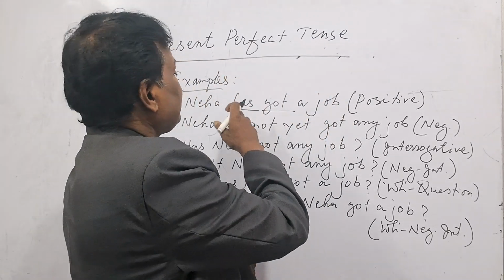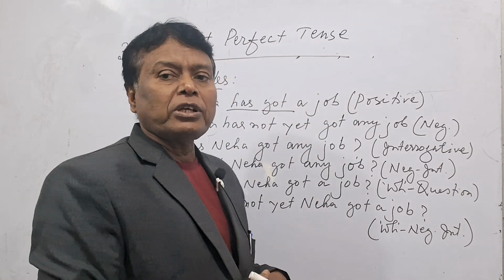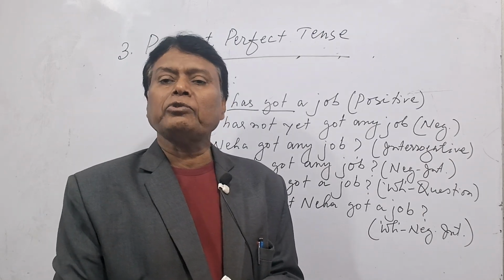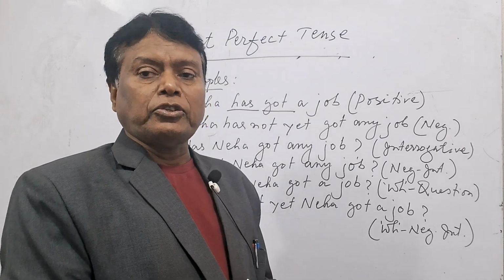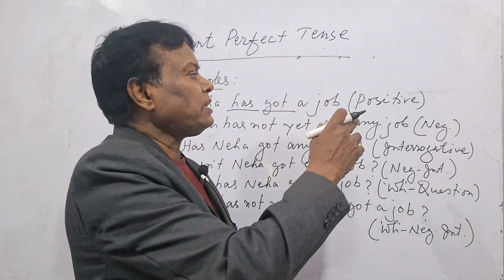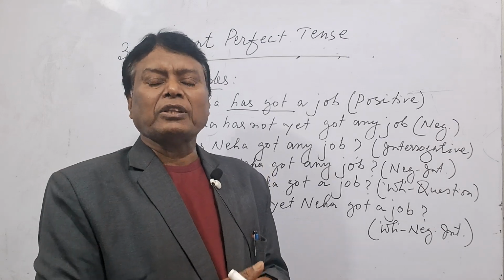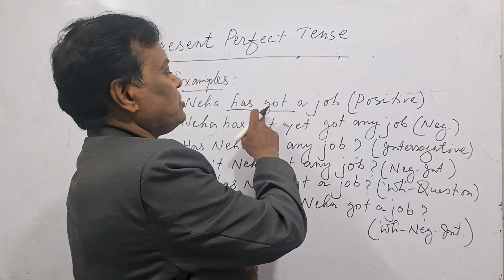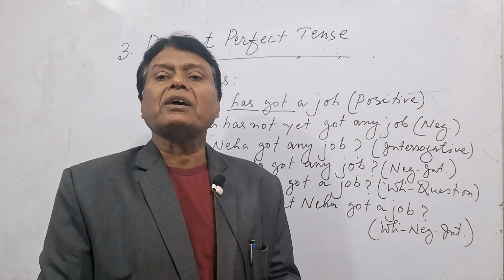Suppose in the last week she got a job. So you cannot use Neha has got a job. You have to use Neha got a job only, second form. Because you know that in the last week she got a job, or in the last month, any past time. If any time is mentioned here, you cannot use present perfect tense. Here you have to say Neha has got a job recently. The sense comes recently.